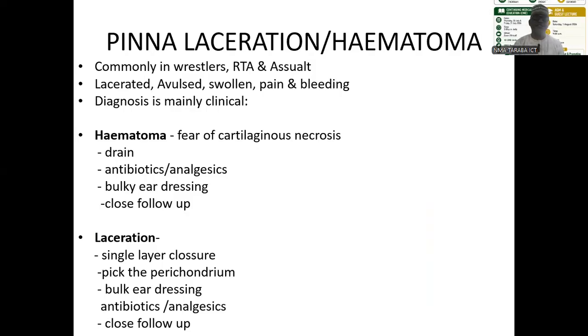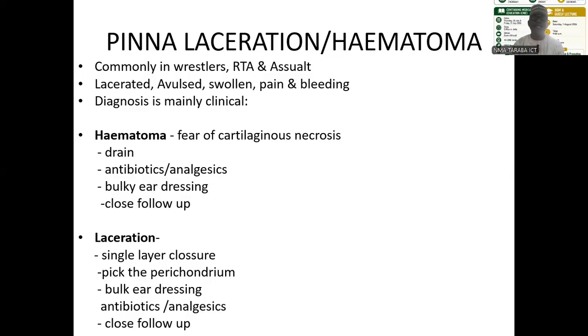As I said, the first pathology is pinna laceration or hematoma, commonly seen in wrestlers or people that are involved in road traffic accident or assault. When the pinna is lacerated or avulsed or swollen or is associated with pain and bleeding, the diagnosis is mainly clinical. And if it is hematoma, the main fear there is that of cartilage necrosis.